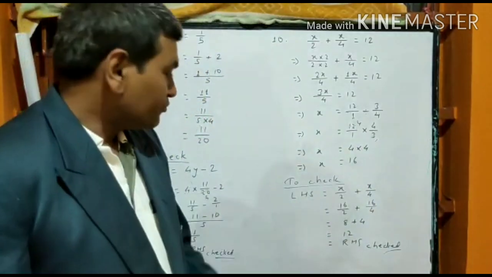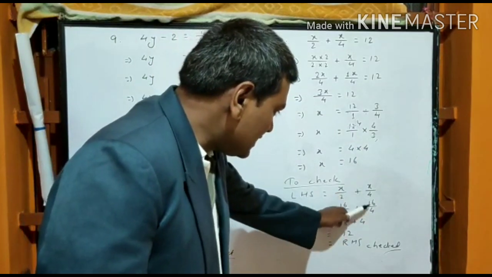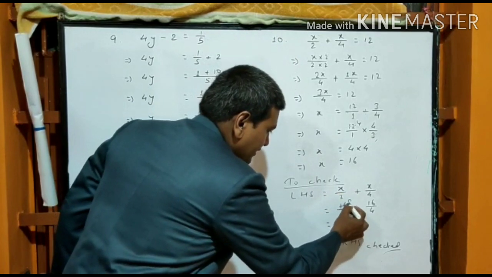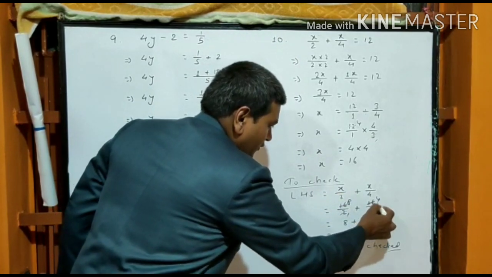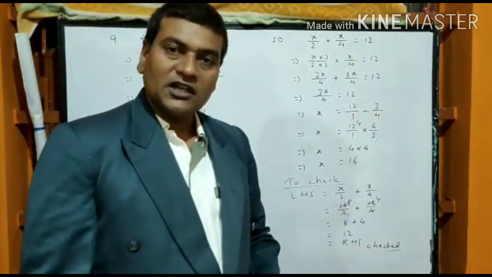Now let's check. x by 2 means 16 by 2. x by 4 means 16 by 4. 2 1s are 2 and 2 8s are 16. 4 1s are 4, 4 4s are 16. 8 plus 4 is 12. Right hand side. It is checked.